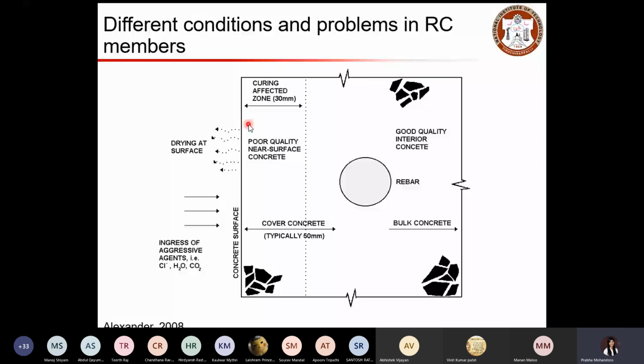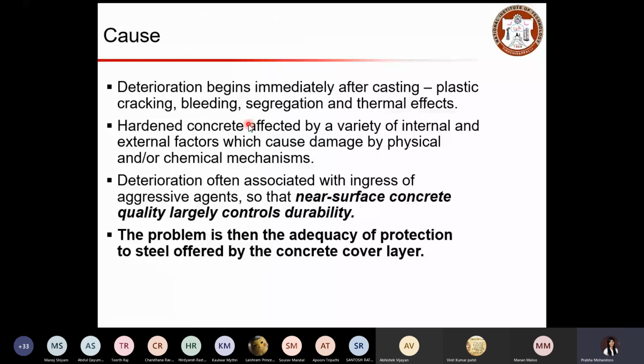So what could be the cause? The deterioration begins immediately after casting. So that is what I meant. During its fresh stage itself, when you expose your concrete to the atmospheric condition, you tend to observe plastic cracking, bleeding, segregation and thermal effects, due to how you mix your concrete, how you handle your concrete, how you place your concrete, right?